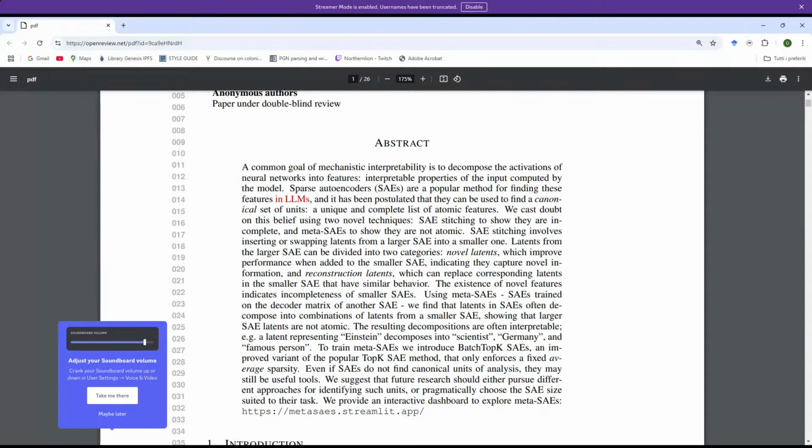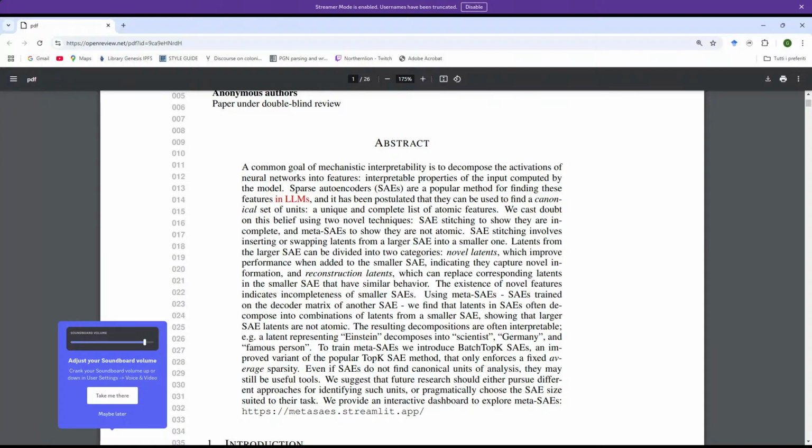One is the introduction of what they call meta SAEs, which are sparse autoencoders trained on the decoder of another sparse autoencoder. And they do this to try to measure how atomic the latents that each sparse autoencoder finds are.